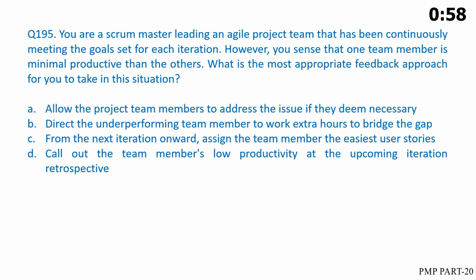You are a Scrum Master leading an Agile project team that has been continuously meeting the goals set for each iteration. However, you sense that one team member is less productive than the others. What is the most appropriate feedback approach for you to take in this situation? A. Allow the project team members to address the issue if they deem necessary. B. Direct the underperforming team member to work extra hours to bridge the gap. C. From the next iteration onward, assign the team member the easiest user stories. D. Call out the team member's low productivity at the upcoming iteration retrospective.